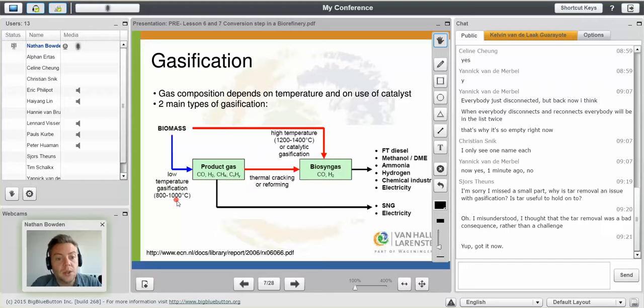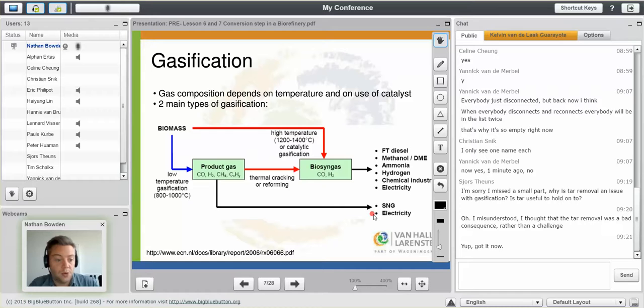It will produce gases such as a mixture of carbon monoxide, hydrogen gas, methane, but also a plethora of CxHy, so that means any kind of hydrocarbon, right? So at low temperatures, you get a large heterogeneous mixture of gases. What that means is that you still have a product which is good for syngas or electricity.